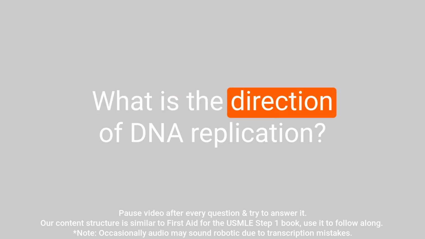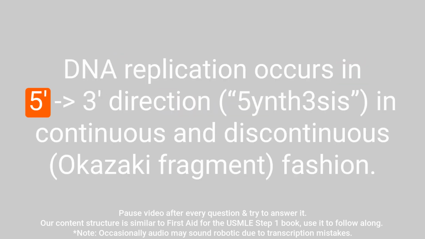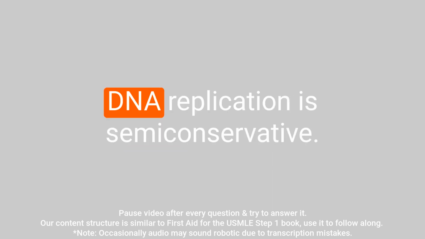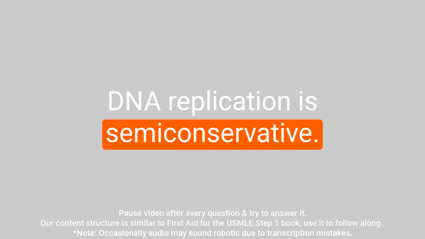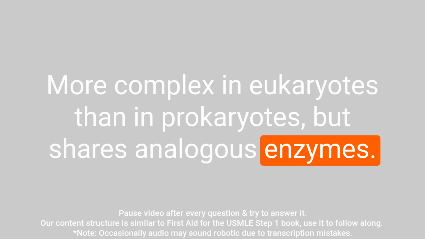Question: What is the direction of DNA replication? Answer: DNA replication occurs in 5' to 3' direction in continuous and discontinuous fashion. Question: What is the nature of DNA replication? Answer: DNA replication is semiconservative, more complex in eukaryotes than in prokaryotes, but shares analogous enzymes.